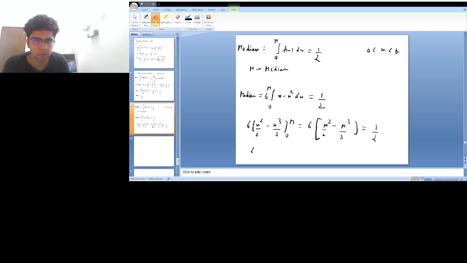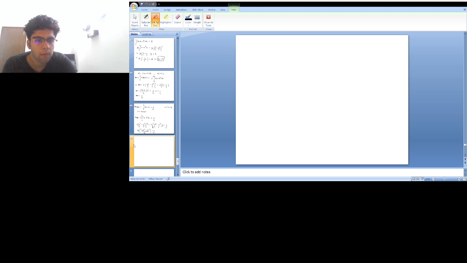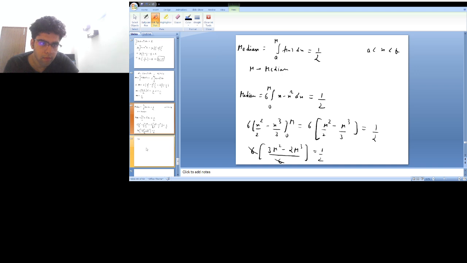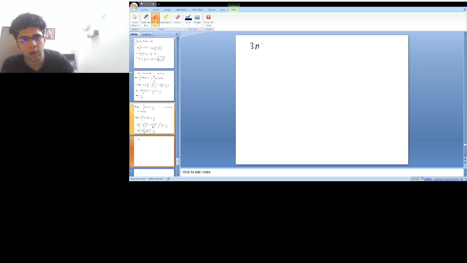This ultimately becomes 3m square minus 2m cube by 6, and this should be equal to half. The 6 and 6 get cancelled. Now what I'm left with is 3m square minus 2m cube equal to half, where m is my median. So I need to solve this equation.